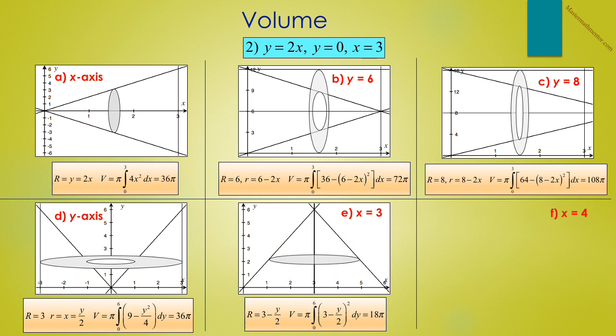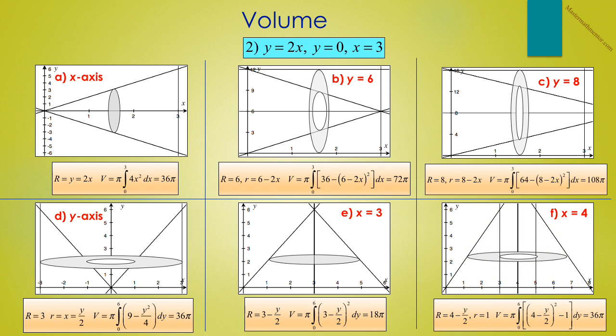In E, we are rotating about x equals 3. We draw our mirror image across the line x equals 3 and see that this is a disk situation. The radius is 3 minus x, which is 3 minus y over 2. So therefore V equals pi integral from 0 to 6 of capital R squared, which is the quantity 3 minus y over 2, squared, dy, or 18 pi.